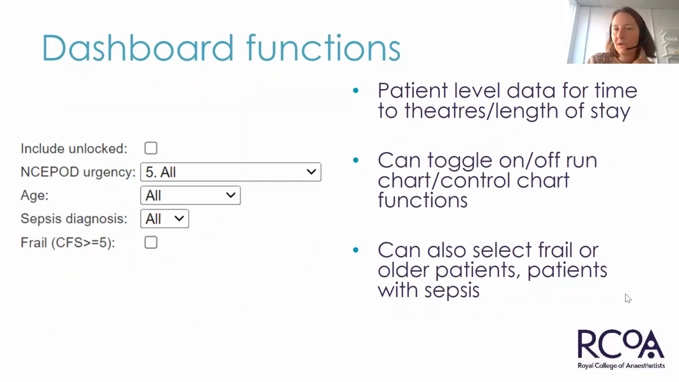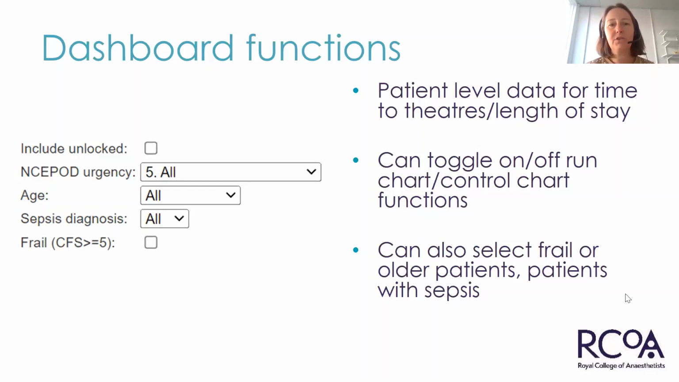You can stratify most of these dashboards in a number of different ways. So you can look at the different NCEPOD levels of urgency. Perhaps all of your patients needing to come to theatre immediately, so within 2 hours, you want to look at that cohort separately. You can stratify according to age, particularly NELA standards relating to older patients, or indeed frail patients. So you can look at just the patients with a clinical frailty score of over 5 to see if there's any difference in outcomes for those patients, particularly length of stay.